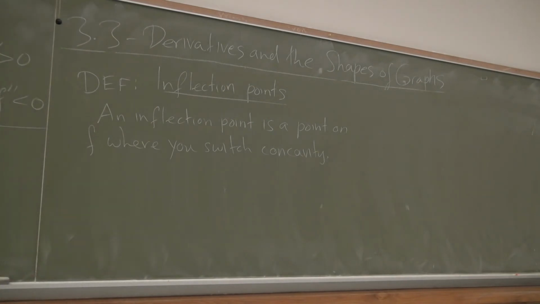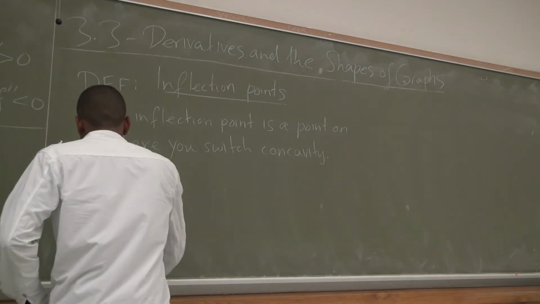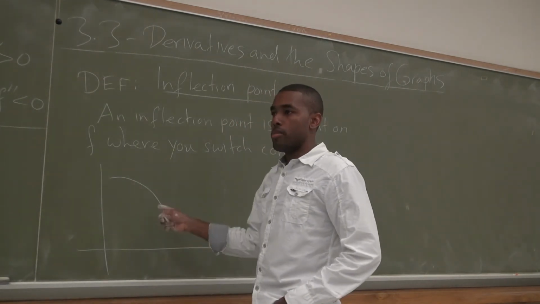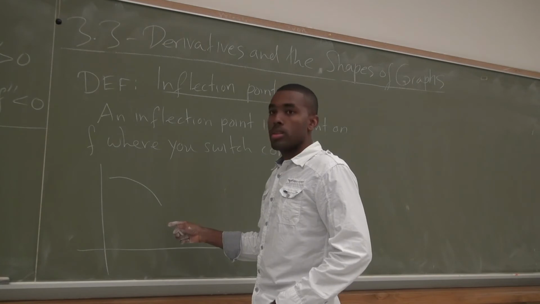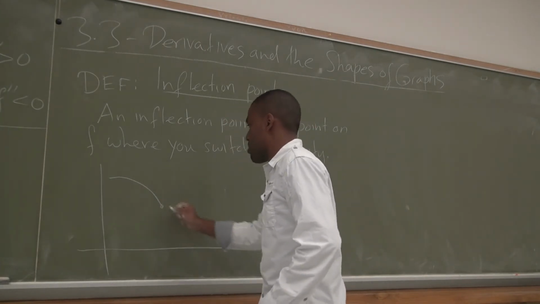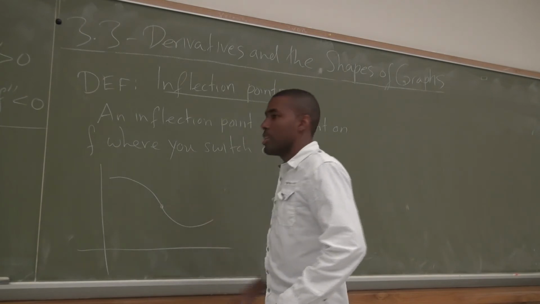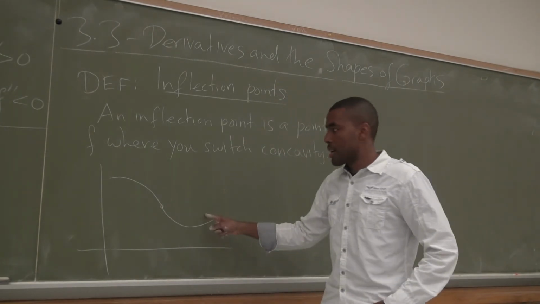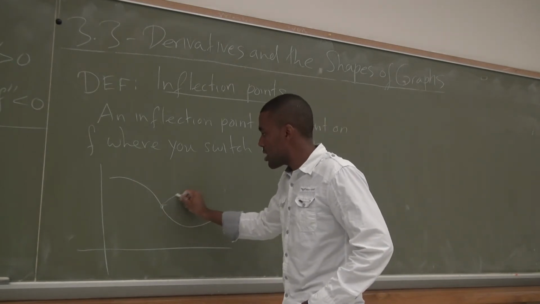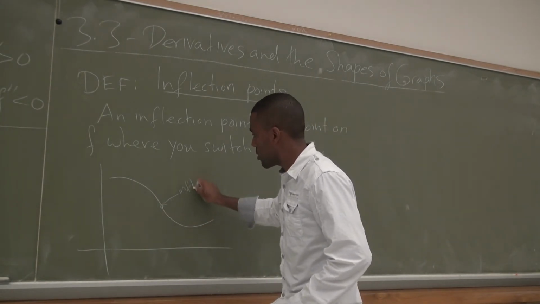So if you have a point on your graph where you switch from concave up to concave down, or from concave down to concave up, we call that point an inflection point. So what would that look like? Here's a graph. What is that behavior? Concave down, shaped like a frown, right? Now let's suppose I pass some point, and from that point on, I go like that. Now I'm concave up. Here I'm like a smiley face. This point here is called an inflection point.